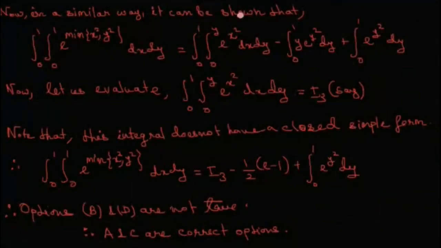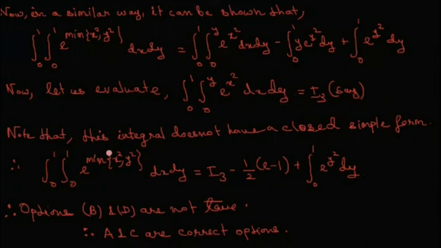Now in a similar way, it can be shown that the integral 0 to 1 of e to the power minimum of x square, y square dx dy can be written in this form. There are three integral parts here. The process of evaluating this integral is the same, by breaking the inner integral from 0 to y and y to 1. It can be seen that this integral does not have a very good closed form, so we are denoting it by I3.